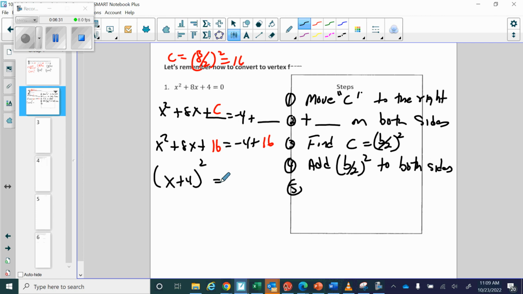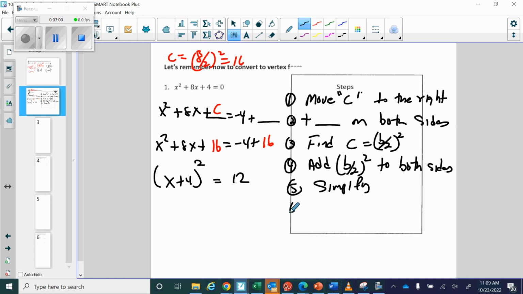Negative 4 plus 16 is going to give me a positive 12. Now, if you recognize this, all I'm going to do is cancel the 12 and move it to the left side. So step number 5 is simplify. All we did was write it in factor form and simplify the right side.